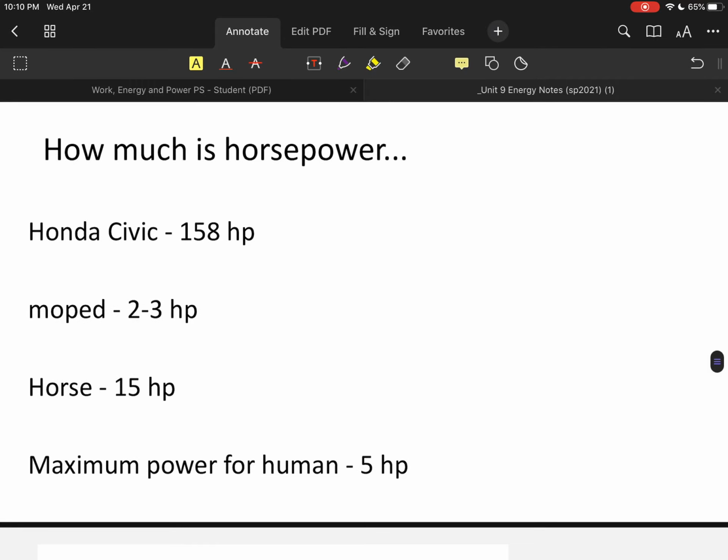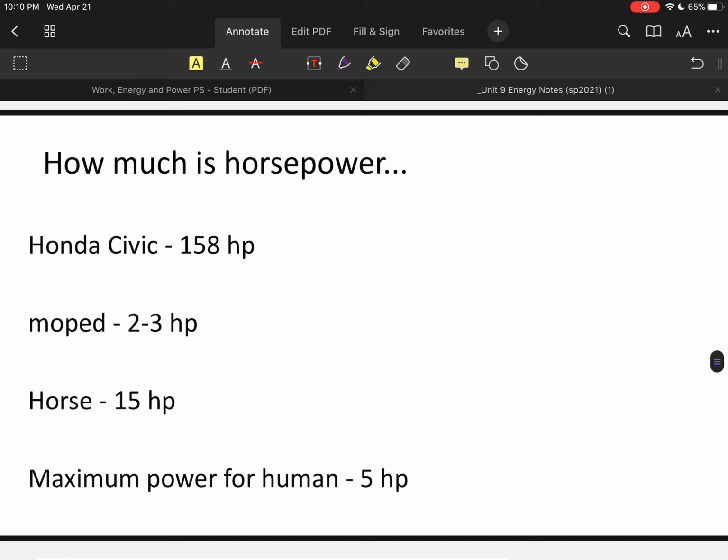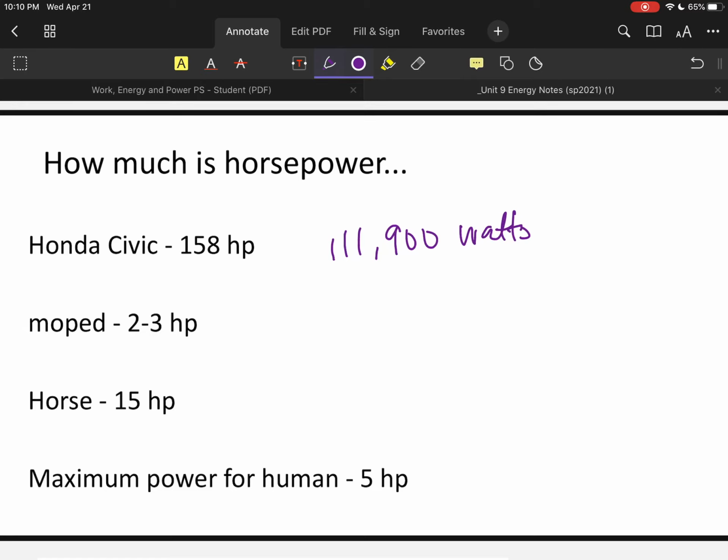So for example, a Honda Civic runs on about 158 horsepower. So that comes out to be about, okay, let me press my pen, 111,000, almost 112,000 watts, right? But again, watts doesn't really mean a whole lot to us, but just know that the more watts you have, the more horsepower. A moped is only about 2 to 3 horsepower. A horse is about 15 horsepower. Normally, a maximum for humans is about 5 horsepower. That's about how powerful we are, how much work we can do over time.